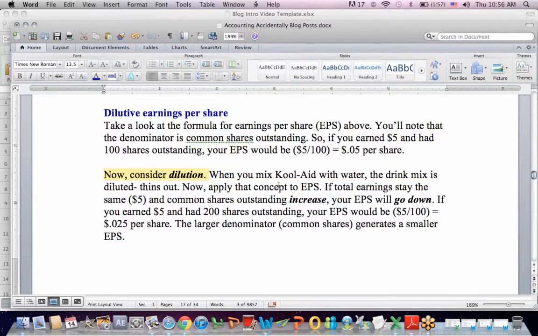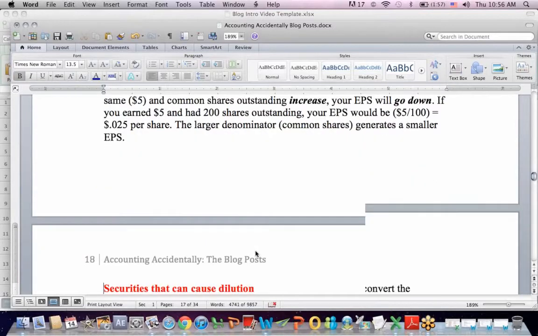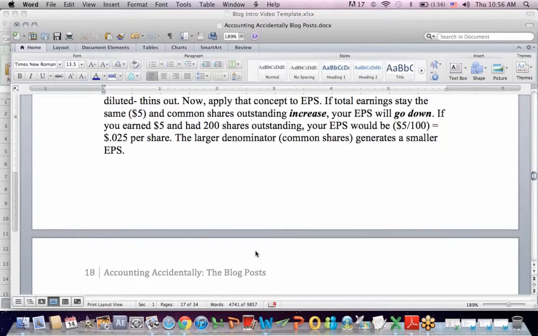Now let's think about dilution. If you mix Kool-Aid with water or any sort of drink mix, the drink mix is diluted, it thins out. That's how I try to remember dilution. And if you apply that concept to earnings per share, you'll see that if your common shares outstanding increase, but your earnings stay the same, $5, your earnings per share will go down because your numerator, the $5 your company earns, stays the same.